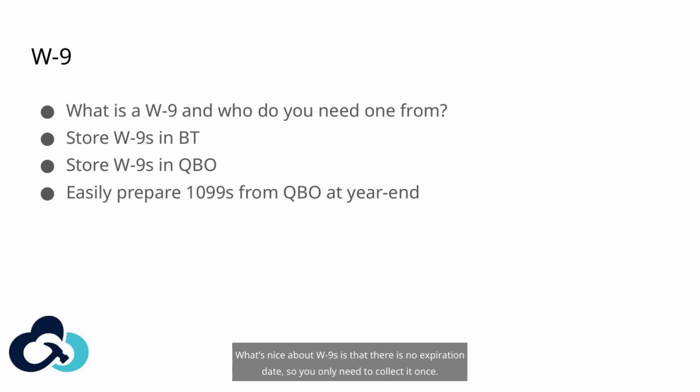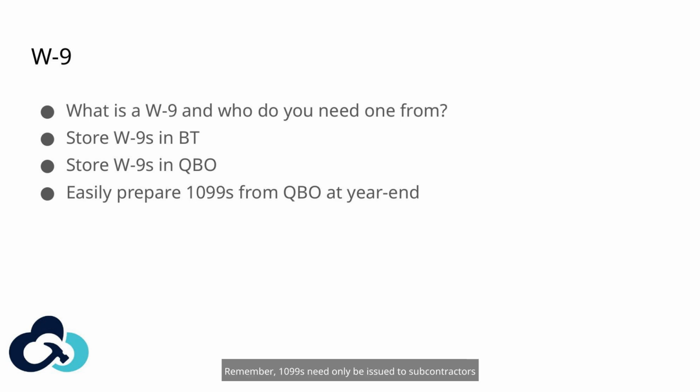Let's rewind a bit to take a deeper look at W-9s. What's nice about W-9s is that there is no expiration date, so you only need to collect it once. We prefer storing these documents in both BT and QBO, but especially QBO because it allows you to type in their taxpayer ID number, which makes 1099s a breeze at year end. You can generate them all from QBO, which calculates how much should be reported on the 1099.